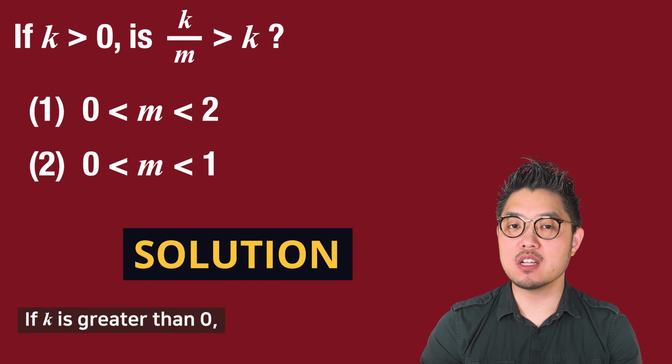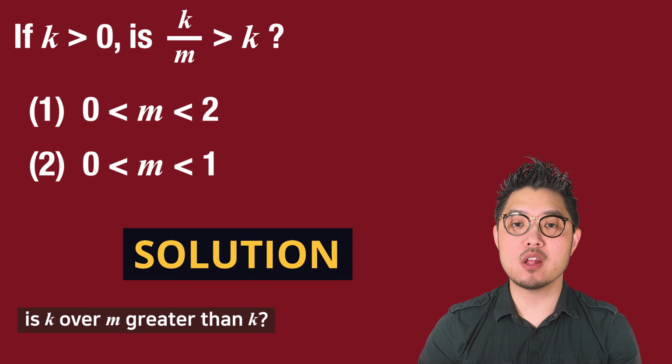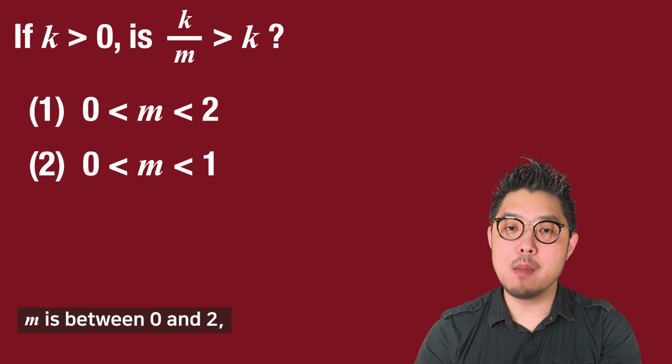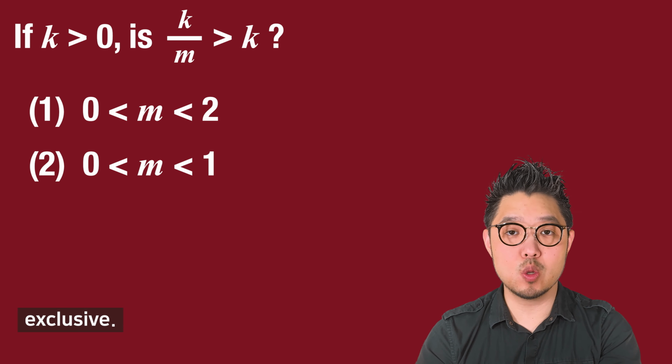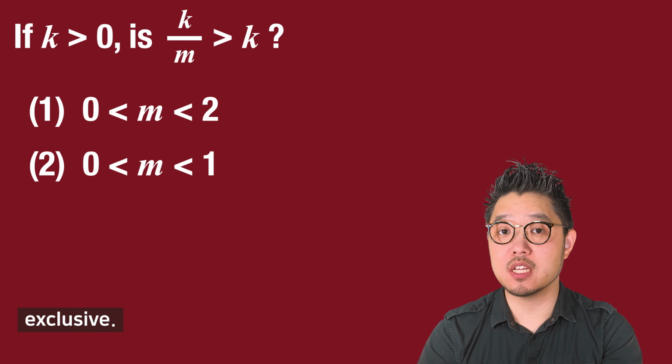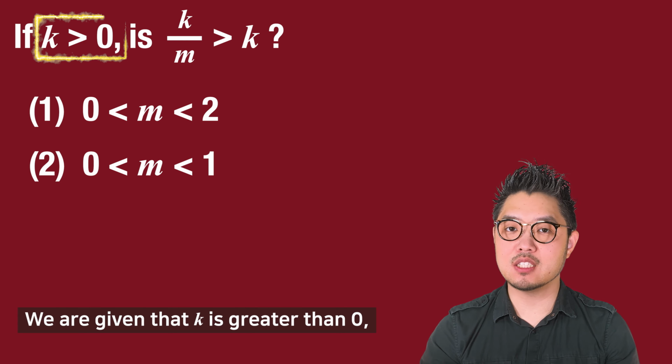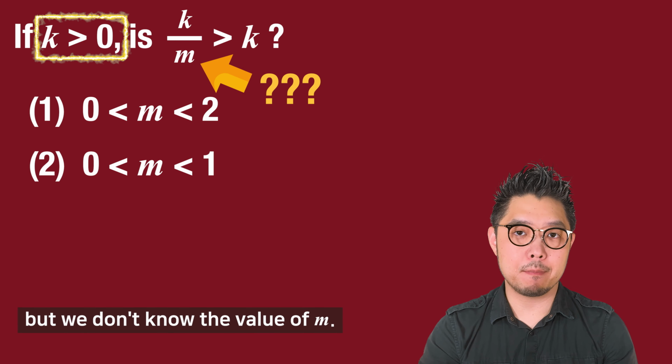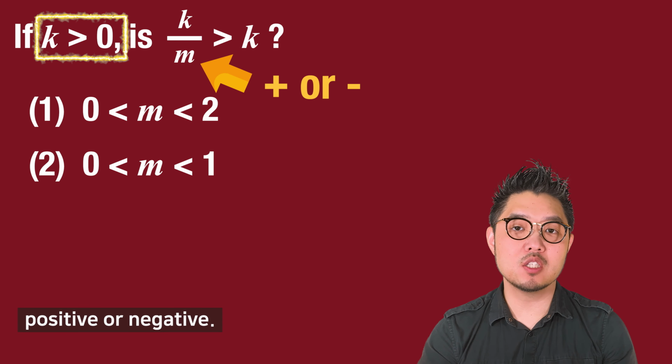If k is greater than 0, is k over m greater than k? Statement 1: m is between 0 and 2, exclusive. Statement 2: m is between 0 and 1, exclusive. We are given that k is greater than 0, but we don't know the value of m. The value of m can be either positive or negative.